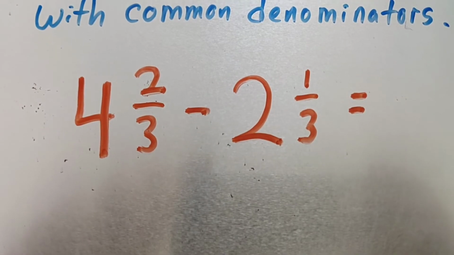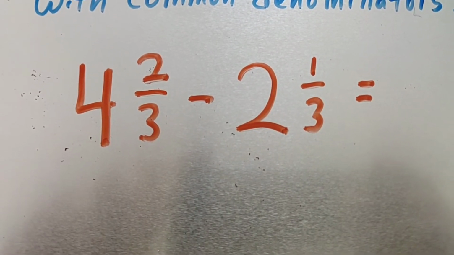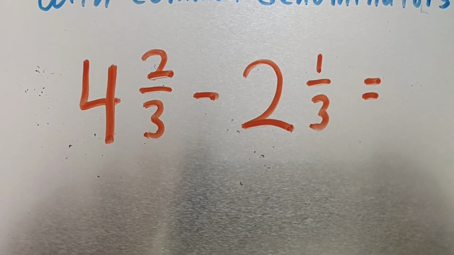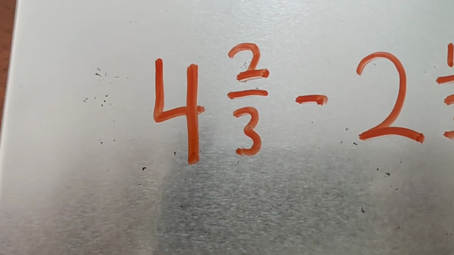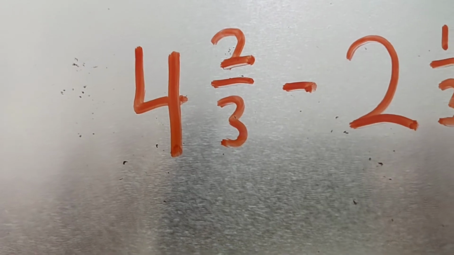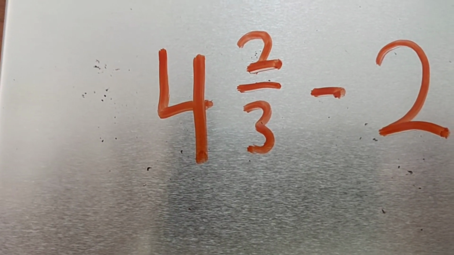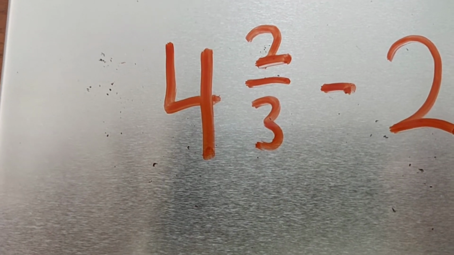So remember, with subtraction, it's different than addition because we're starting with something and then we're going to take away, and we're starting with 4 and 2/3. So I wonder how many models I would need to model 4 and 2/3. Would 4 models be enough?